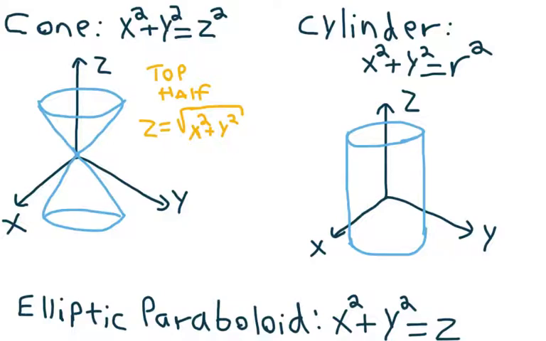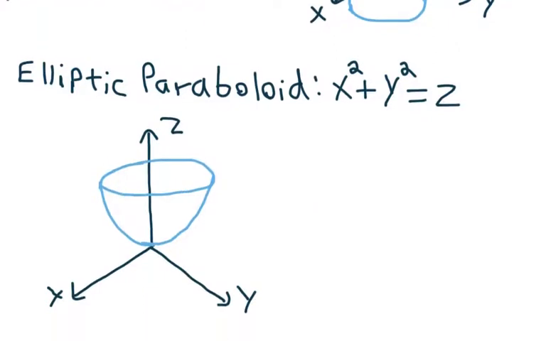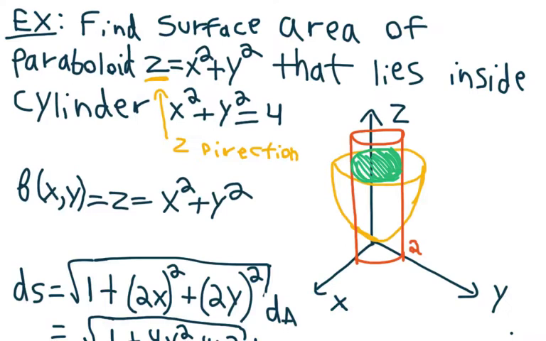A cylinder, on the other hand, is written by x squared plus y squared is equal to r squared, r being the radius of the cylinder. And the fact that we don't see any z in our equation means that it is pointing in the z direction. If we scroll down, we can also look at elliptic paraboloids, which are expressed by x squared plus y squared is equal to z. The fact that it's equal to z means that the paraboloid is pointing in the z direction. Finally, we also have a sphere whose equation is x squared plus y squared plus z squared is equal to a squared.